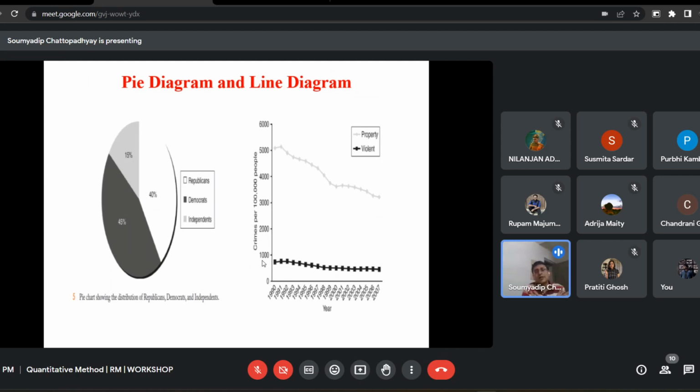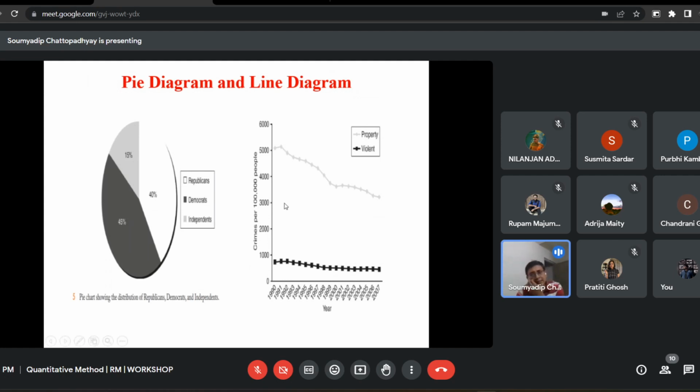So obviously, considering the total number of respondents, you can calculate the percentage of respondents who are supporting Republicans or Democrats or independents, and accordingly if you put them, then the diagram to represent this is known as the pie diagram. So here, in that particular sample, 45% of people are representing Democrats, and so on and so forth.